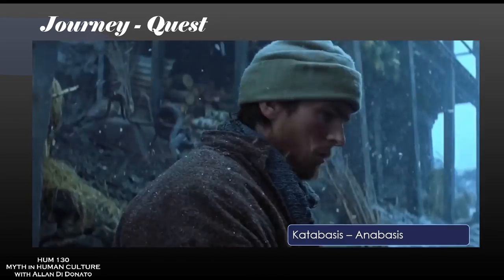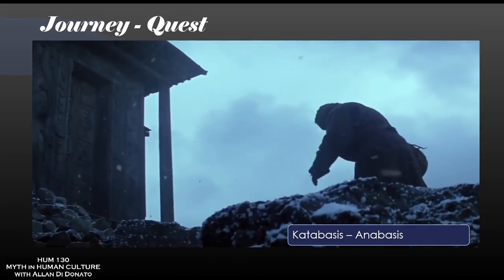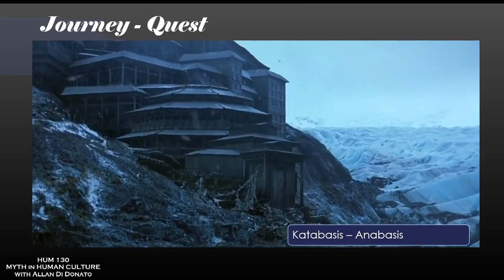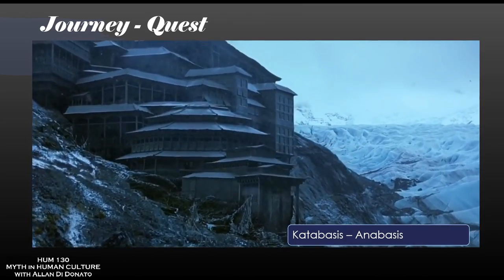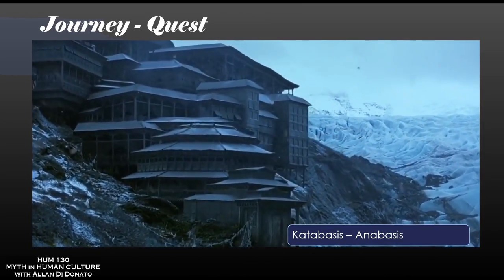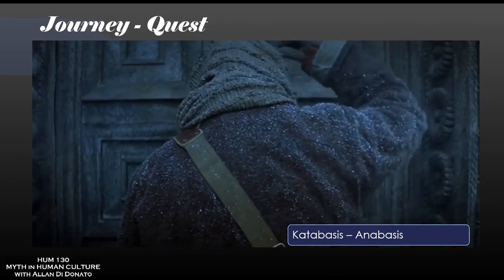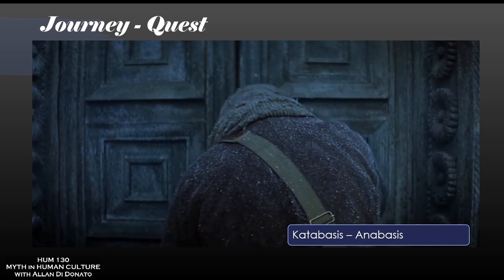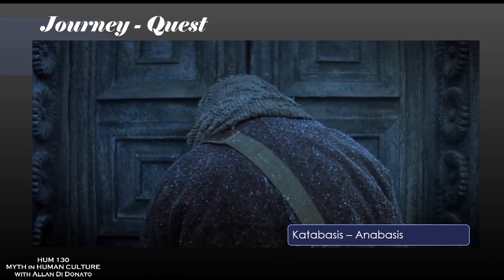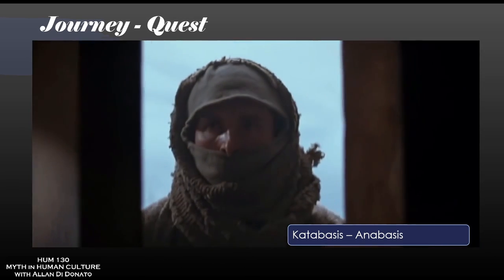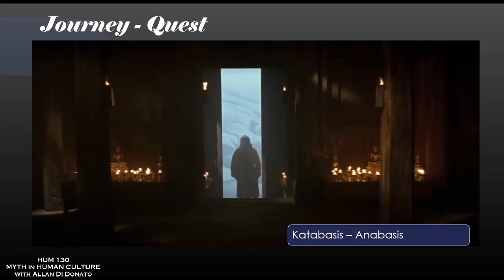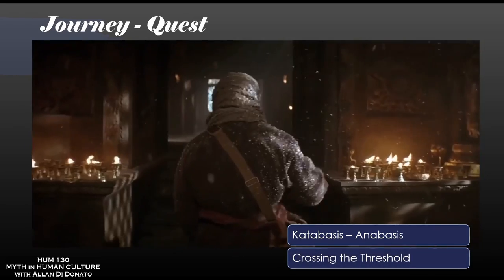A catabasis is this descent. And I love the way they end it, because he gets to the top and there's this palace there. It's almost like he's reached the home of the gods, but it's more like the palace of Hades, I guess you could say. And he's beaten, he's on the verge of death. I mean, you just look at the way he holds his body. He's a man who has been broken, and then the doors open. And what does he do? He crosses the threshold.